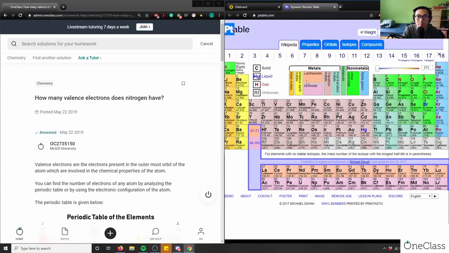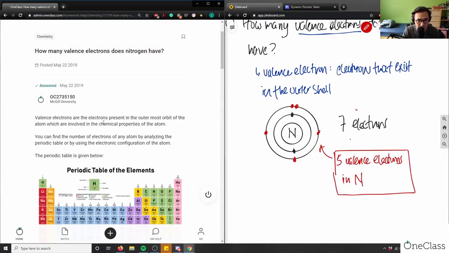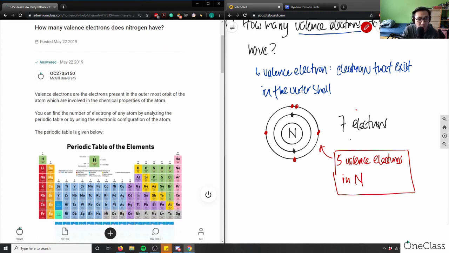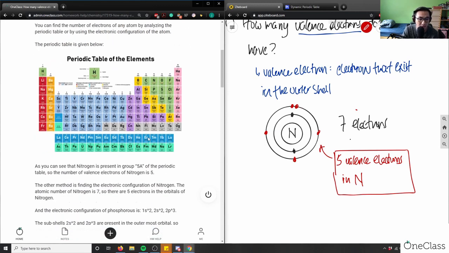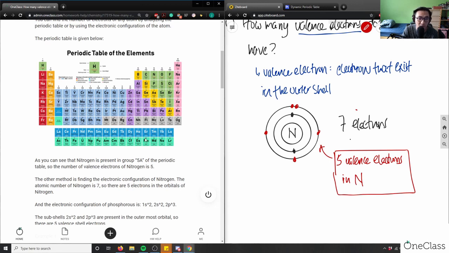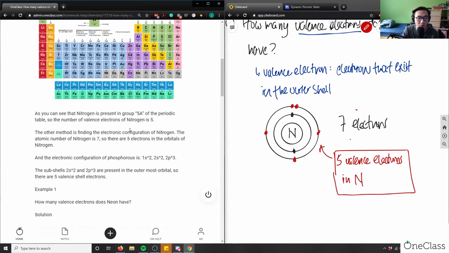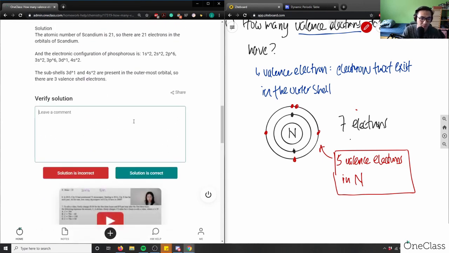Let me throw this back here. This one is from McGill University. The student says, valence electrons are electrons present in the outermost orbit of the atom, which are involved in the chemical properties. That's good. You can find the number of electrons by analyzing the periodic table, and they include that as well. Nitrogen is in group 5A, so valence electron is 5. You can also use the electron configuration, but we don't do that until grade 12 chemistry, so I'm only using grade 11 chemistry here. They did get the question right, 5 electrons in the outermost orbital of nitrogen. So this solution is correct, and great logic.